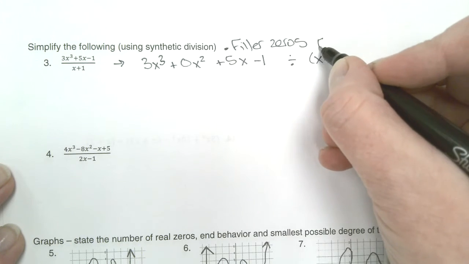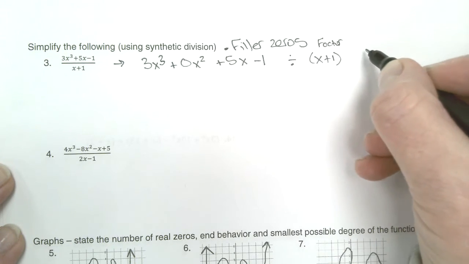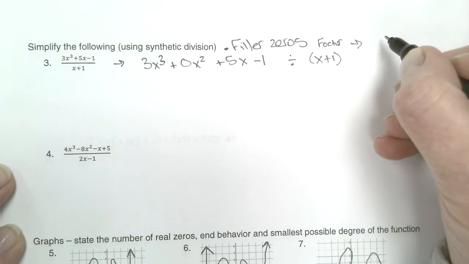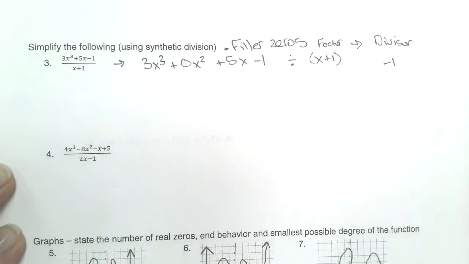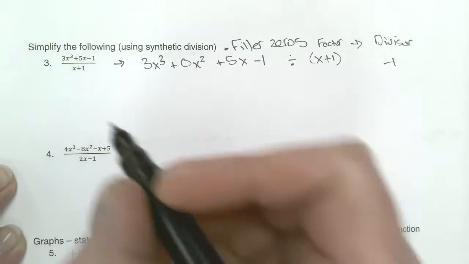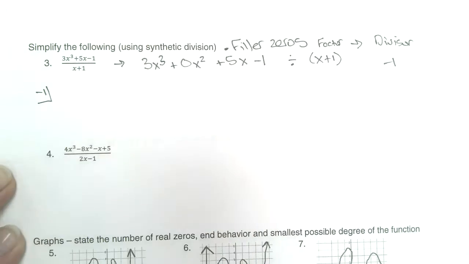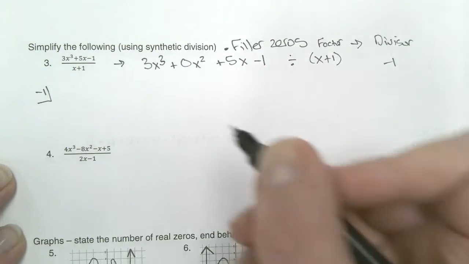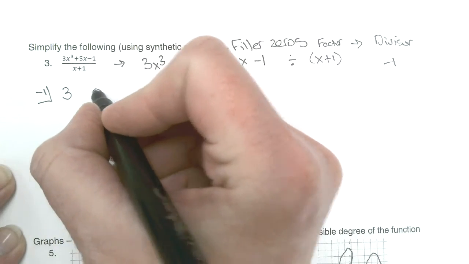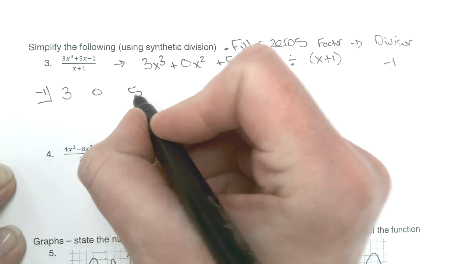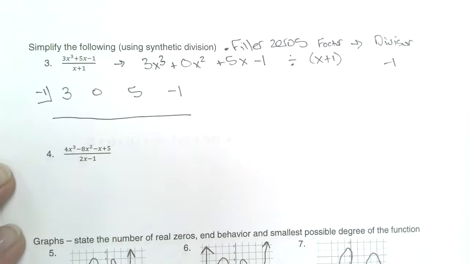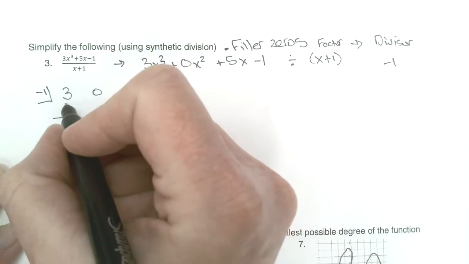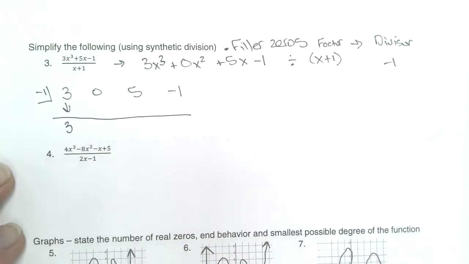If you have x plus 1 as your factor, that means your divisor is going to be negative 1. So I have negative 1 as my divisor. And then list out your coefficients. Give yourself a little bit of room.